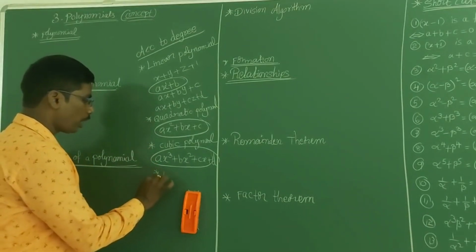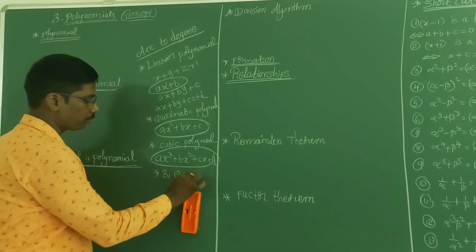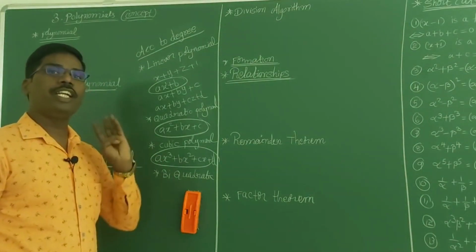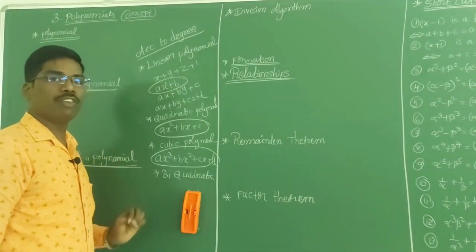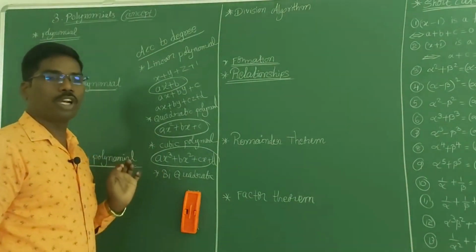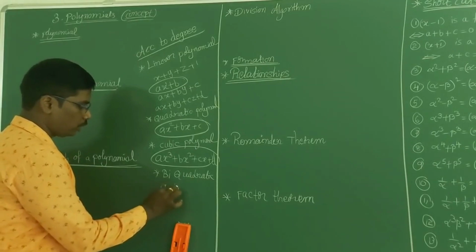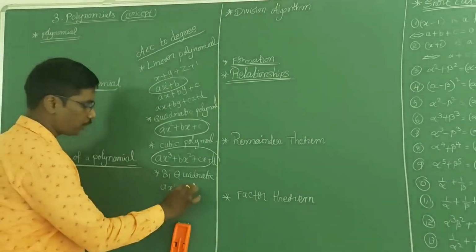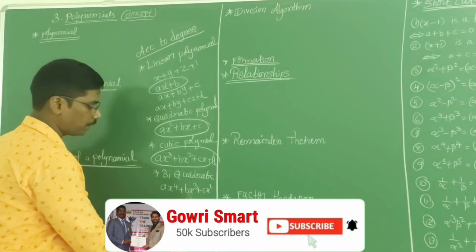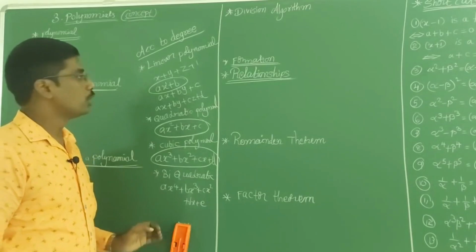Now, biquadratic polynomial. A polynomial which is having degree 4, that is called biquadratic polynomial. The standard form is ax to the power of 4 plus bx cube plus cx square plus dx plus e. This is the standard form of a biquadratic polynomial.